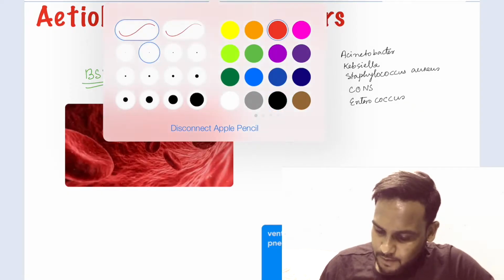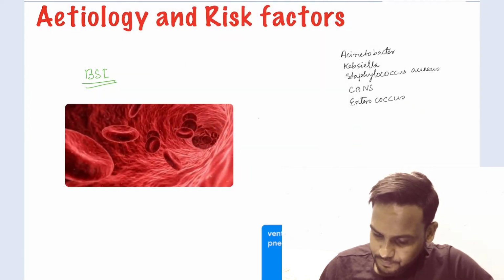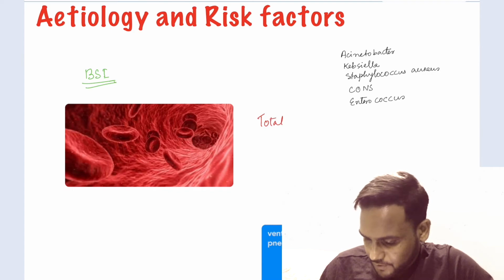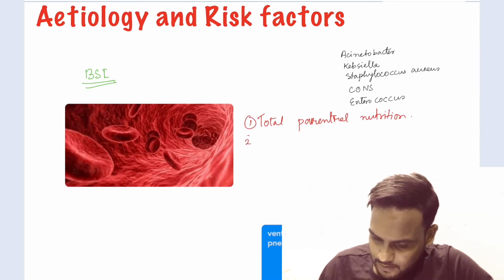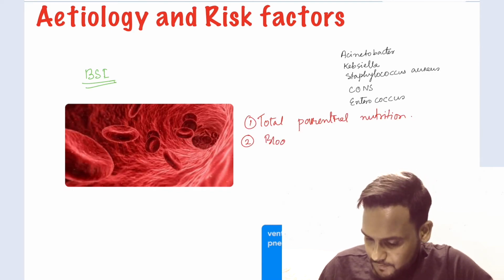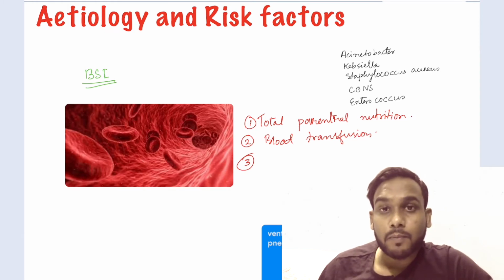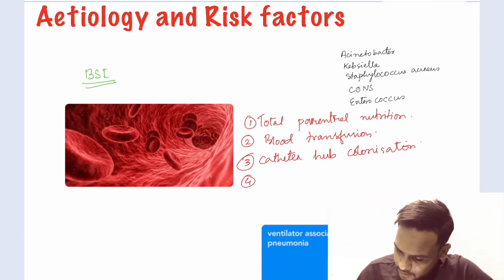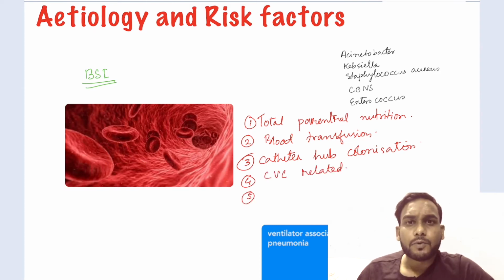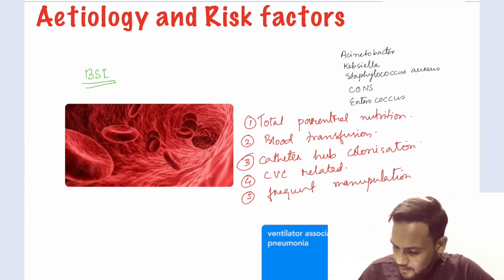So what are the risk factors of these bloodstream infections? The risk factors are total parenteral nutrition, then blood transfusion, then catheter hub colonization, so infection related to the central venous catheter. If you do continuous manipulation of the lines, that can also lead to bloodstream infection.